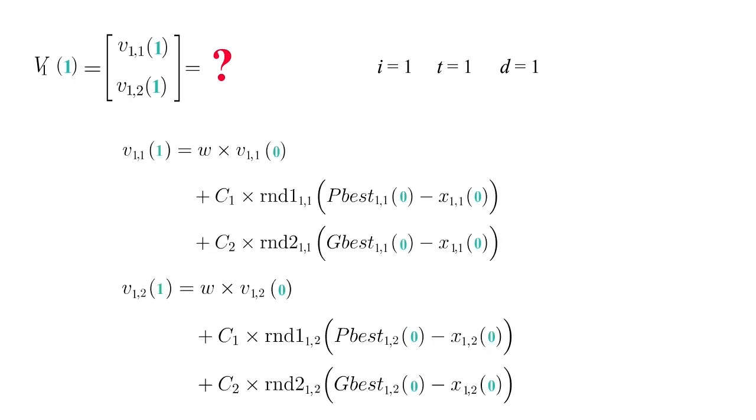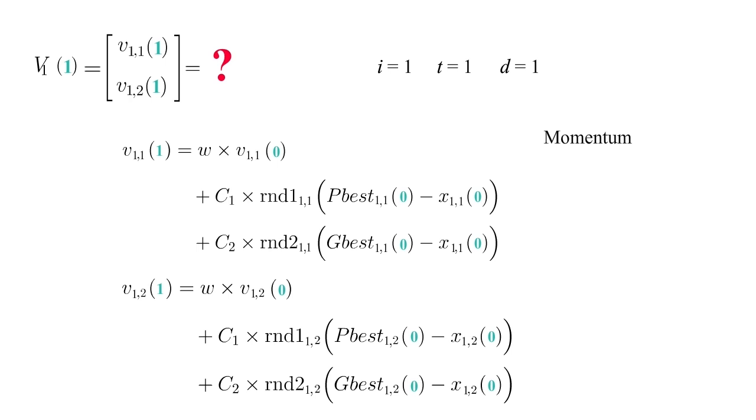The first section retains the particle's previous velocity, allowing it to maintain momentum. What is momentum? Momentum refers to the tendency of a particle to continue moving in the same direction as it was previously. W is inertia weight. It determines the impact of the previous velocity of a particle on its current velocity. It helps control how much a particle continues in its current direction versus how much it is influenced by its cognitive and social components. A higher inertia weight encourages exploration of the search space, allowing particles to move farther from previous positions, while a lower inertia weight promotes exploitation, making particles more likely to converge on known good solutions.